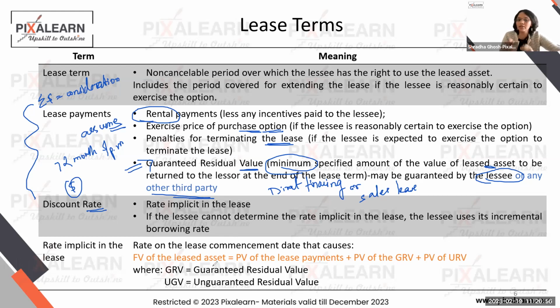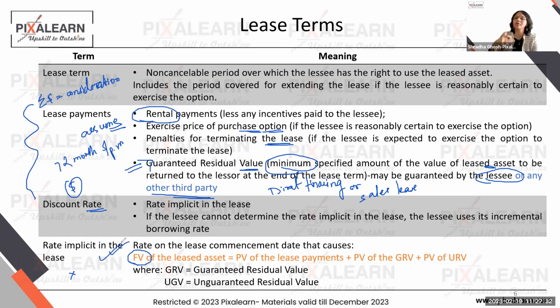What is that rate implicit in the lease? It is the rate at which, as in the concept of IRR you have done, the PV of the outflows equals the PV of the inflows. The same concept you're going to apply here. The fair value of the leased asset equals the PV of the lease payments, whatever you're going to get, plus the guaranteed value and the unguaranteed value. So all the inflows minus the outflows, whatever rate equates the two becomes the rate implicit in the lease. Now, in most of your questions, you will not be required to calculate this rate. This will be given to you.